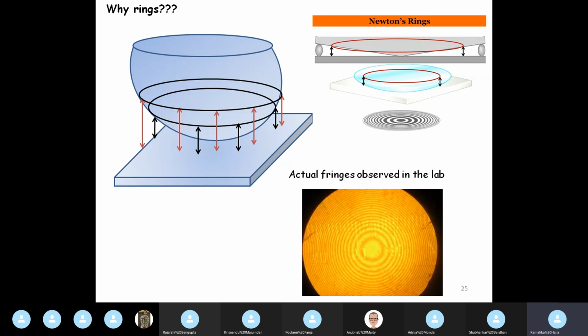Was I understandable? This is a photograph of actual fringes observed in the lab. Exactly this is the thing that you observed in the lab. Was I understandable? Do you want me to explain it once more? No, ma'am, it would be better once more.